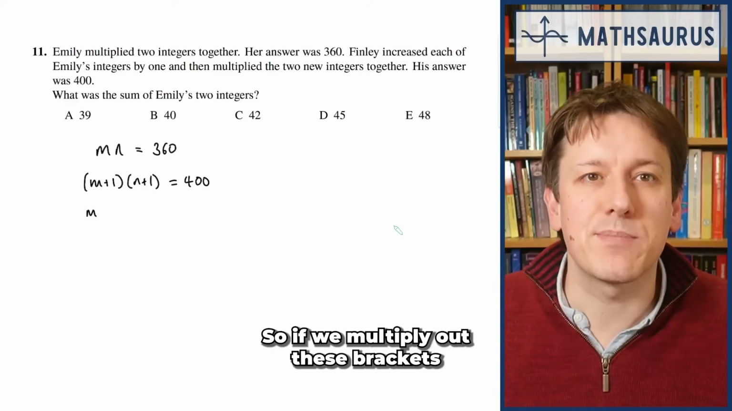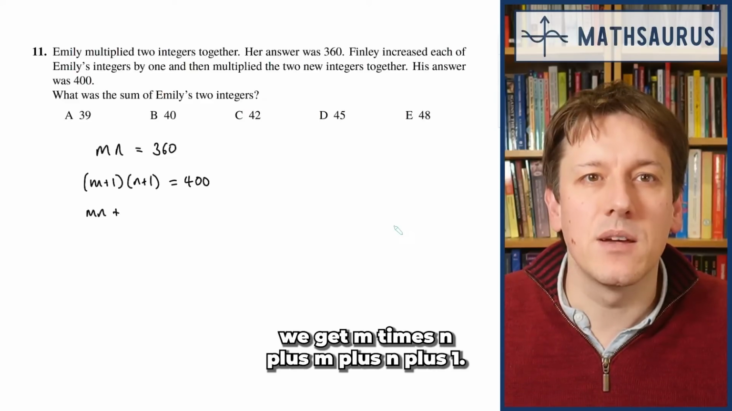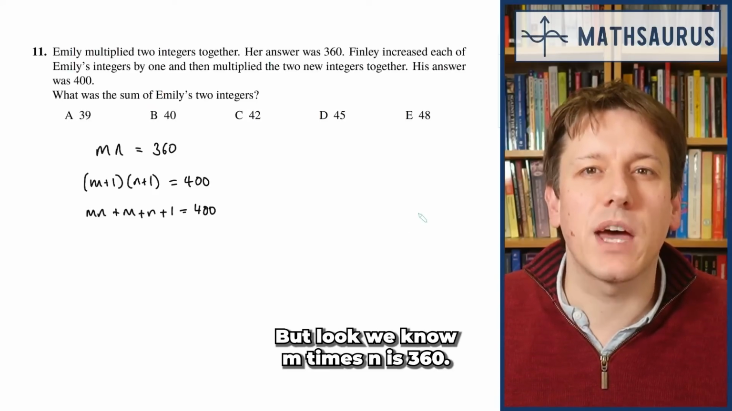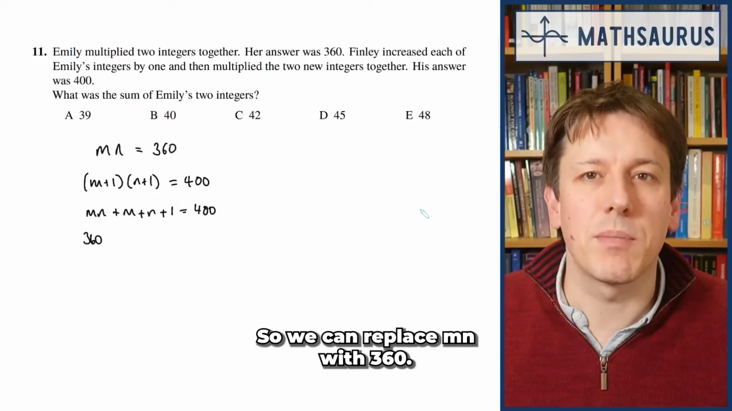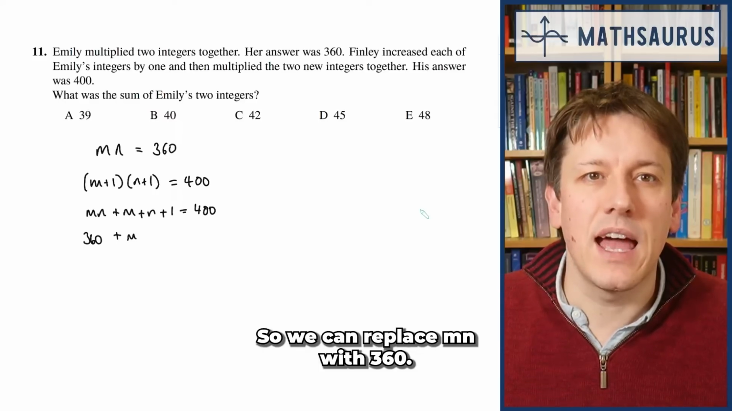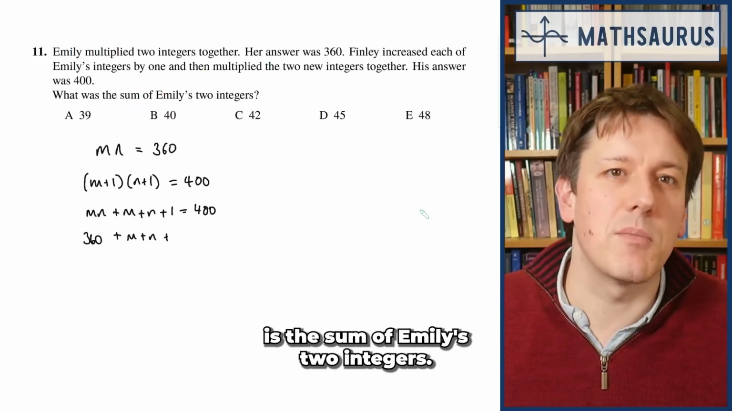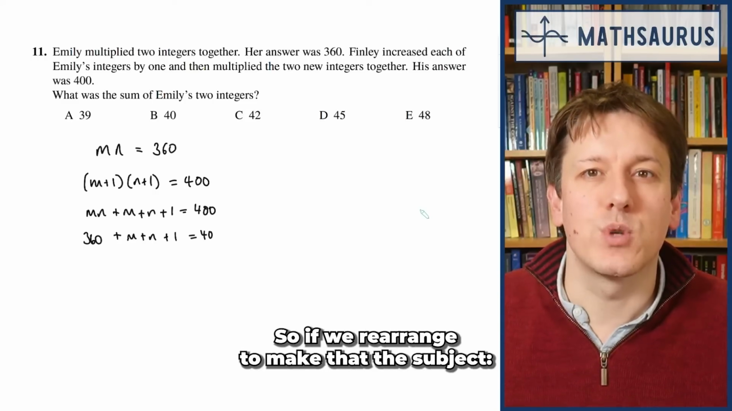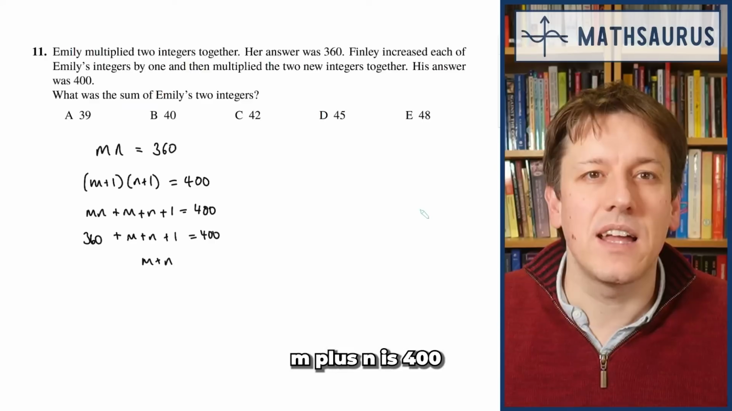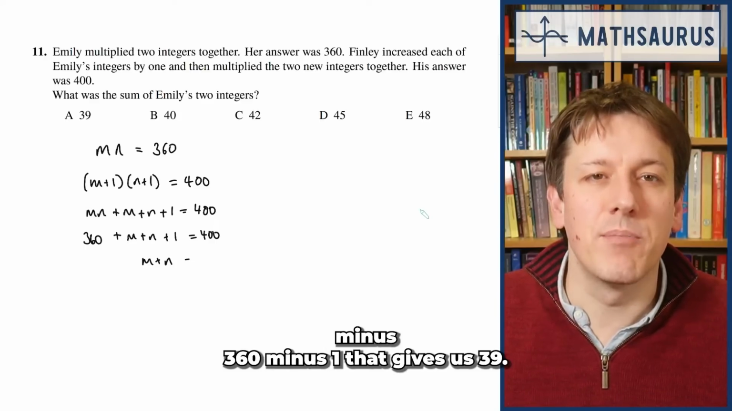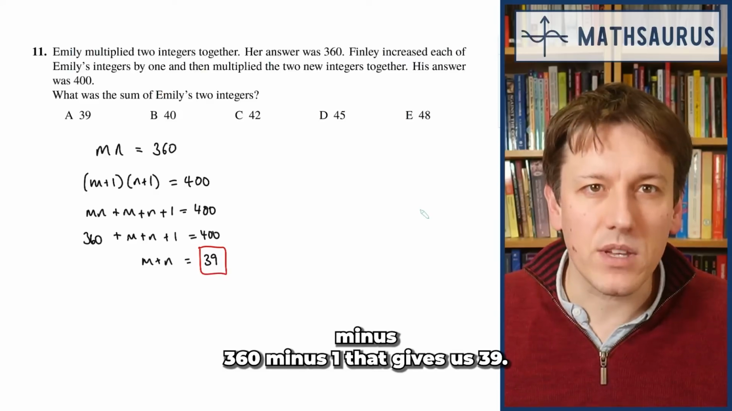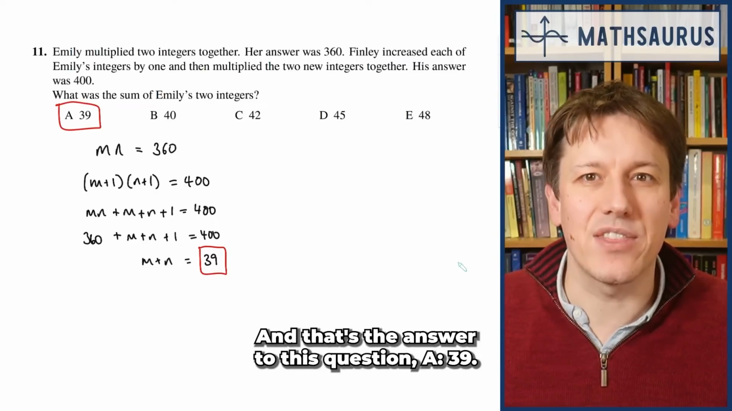So if we multiply out these brackets, we get m times n plus m plus n plus 1, that would be equal to 400. But look, we know m times n is 360, so we can replace mn with 360, and the answer to the question is the sum of Emily's 2 integers. That's what's left in the algebra here, m plus n. So if we rearrange to make that the subject, m plus n is 400 minus 360 minus the 1. That gives us 39. And that's the answer to this question, A, 39.